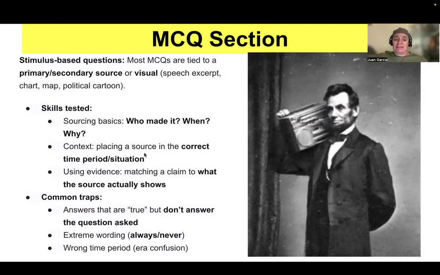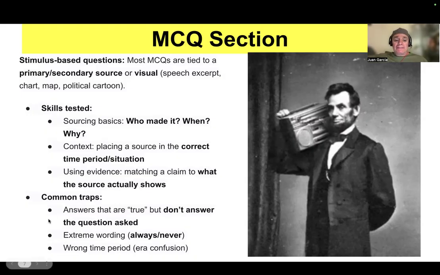Think about context. What was happening during that time period, this historical situation, using evidence, matching a claim to what the source actually shows. Sometimes you will have to read the source because it's going to ask you for the point of view or the purpose of this excerpt. So you have to look for that. So it's a lot of skills that go into this test, but there are also traps, and you have to be careful with those traps.